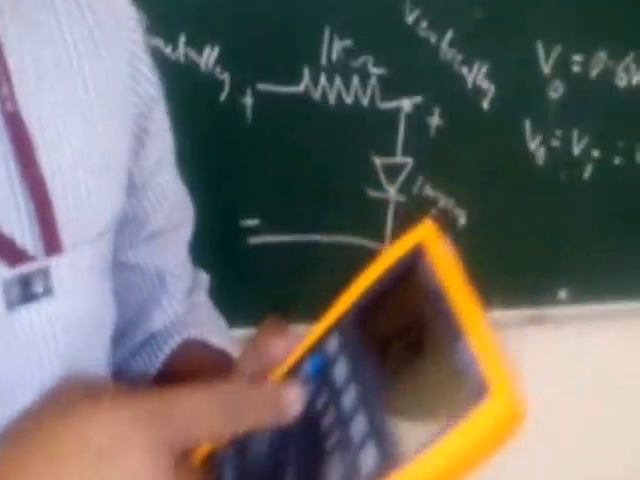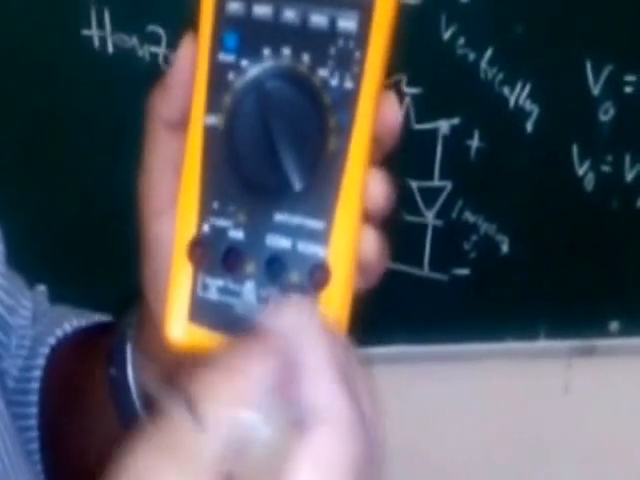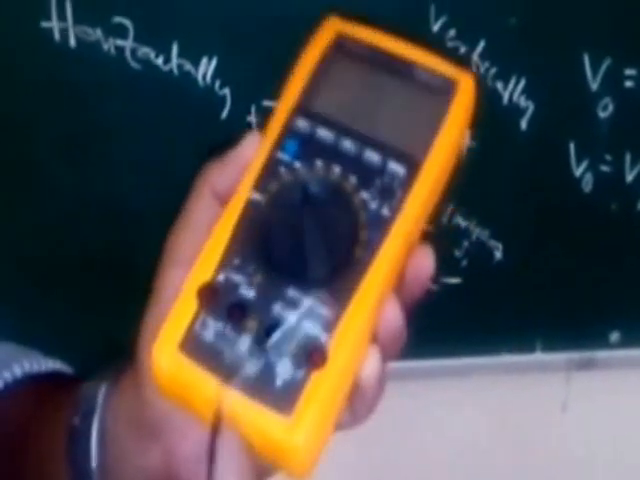Okay. Next, we can check whether the diode is working properly or not also. Here the diode symbol will come whenever you are putting it in this mode. Again the same procedure: the P side of the diode is connected in the hole where V is available, and the N side is connected to the common.